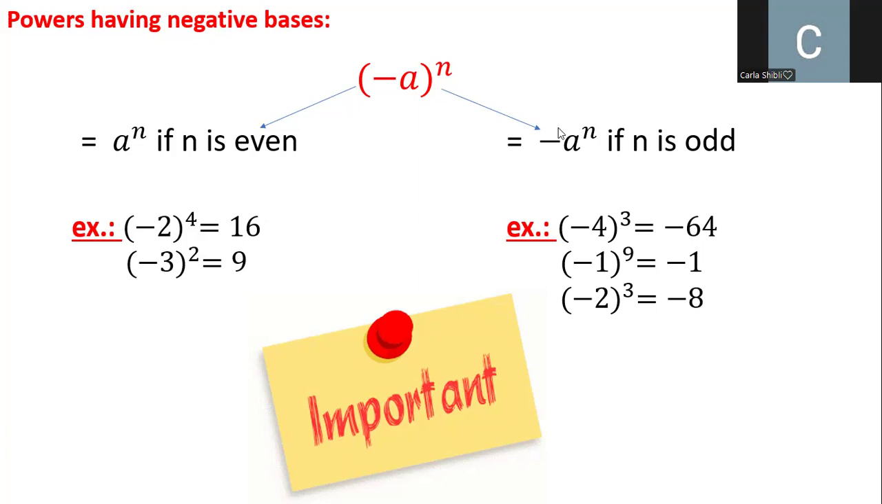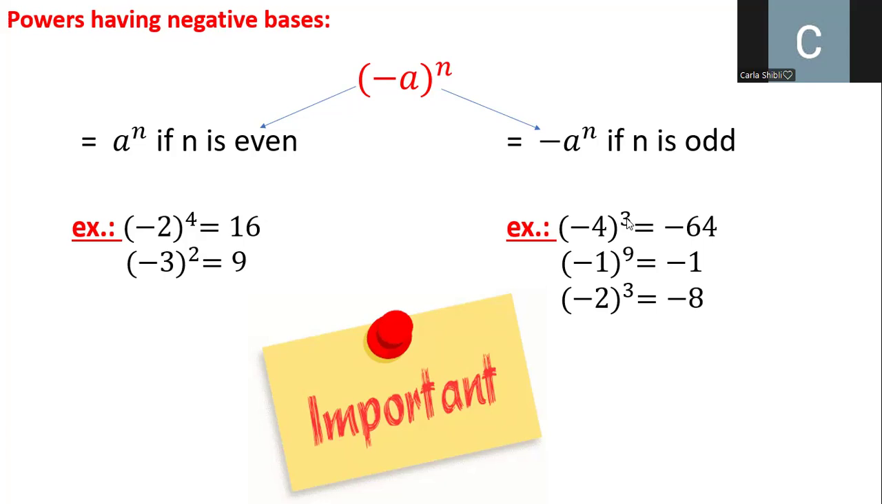The second case: if n, the exponent, is odd. What do I mean by odd? 1, 3, 5, 7, 9, 11, whatever. My answer will be negative a to the power n. For example, minus 4, all of it cubed.